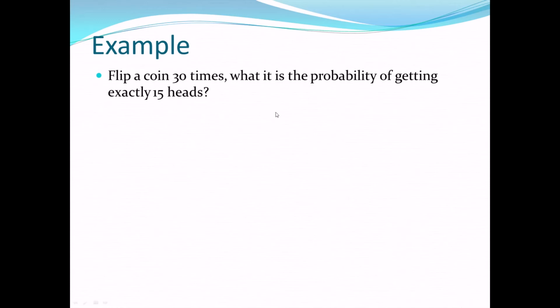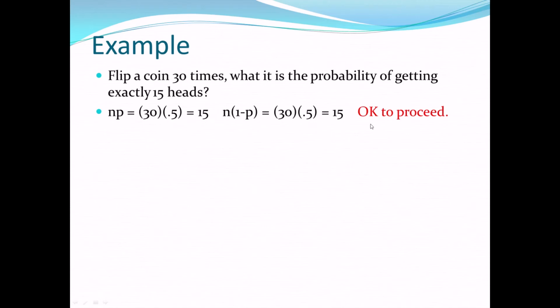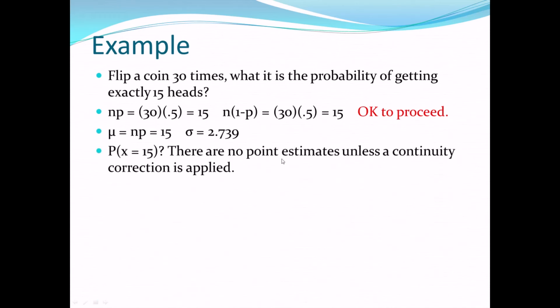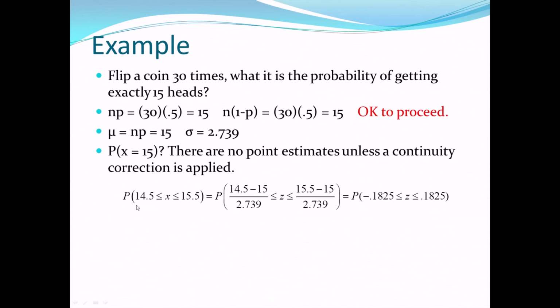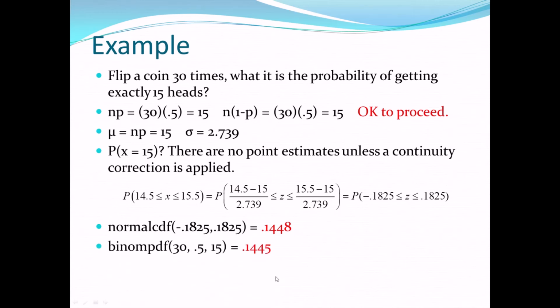All right, you can still do this. You're just going to check it, OK to proceed, get your mean and standard deviation. Again, no point estimates unless you do a continuity correction, which means you treat this as both the low number and the high number. So it's really going to be between 14.5 and 15.5. So just standardize, get a couple of z-scores, normal CDF, compare that to your binomial PDF. It's only off by a few 10,000ths of a point.